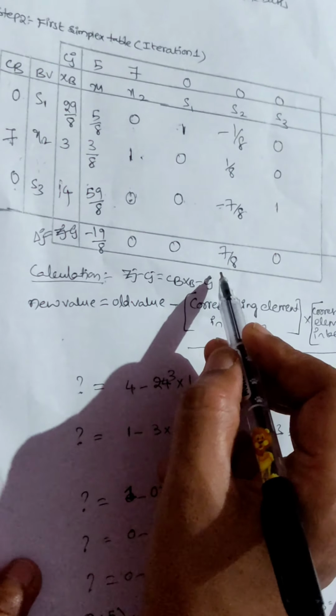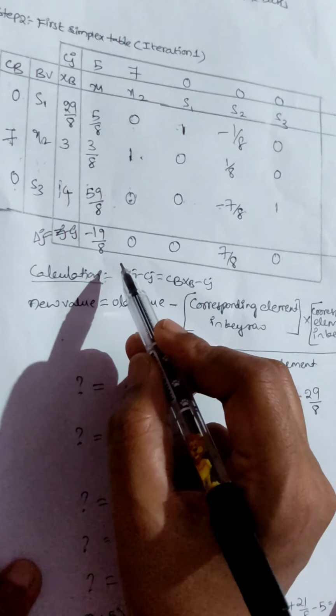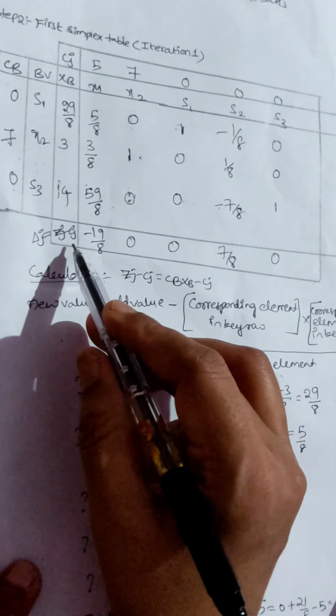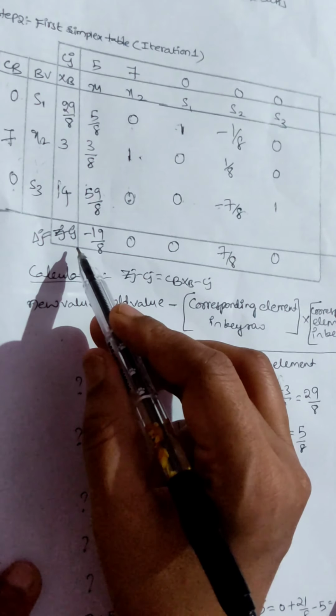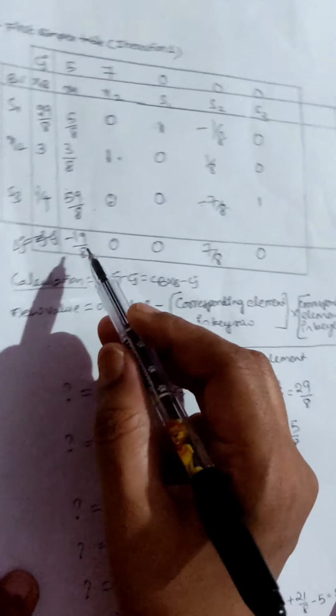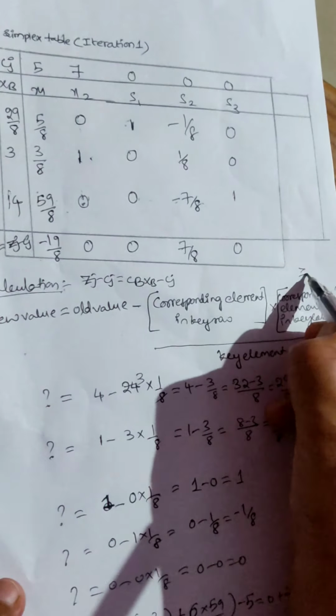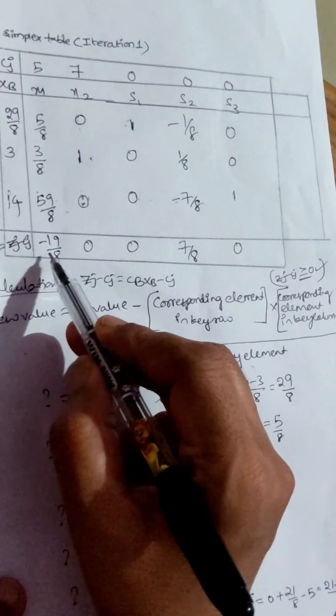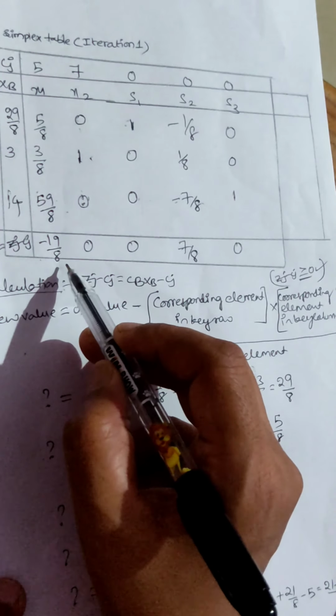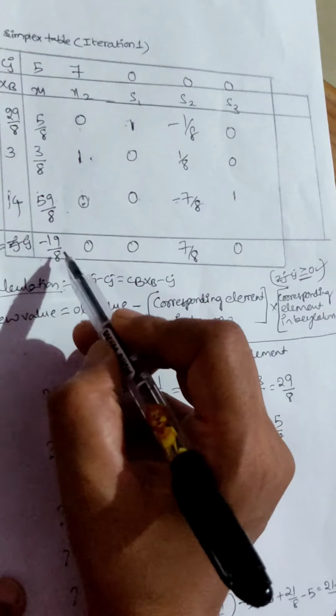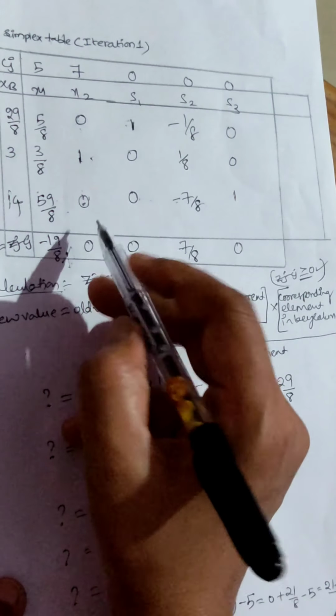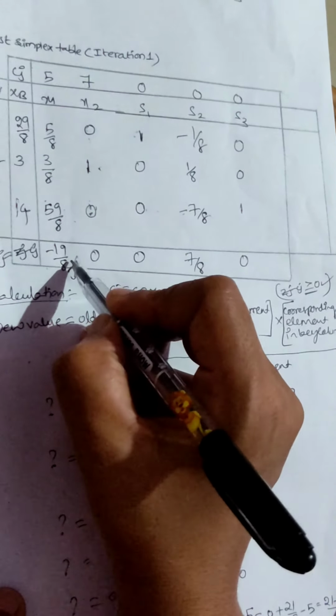In the simplex procedure we have to continue the table till all Zj minus Cj values are greater than or equal to 0. If at least one of the Zj minus Cj appears as a negative value, we have to continue the procedure. Here one negative value appears, which is entering the basis. This is called the key column.